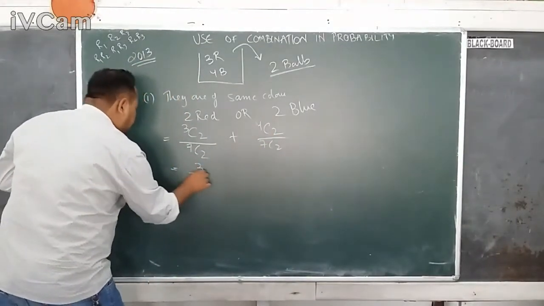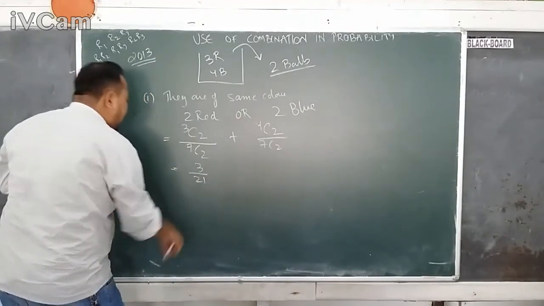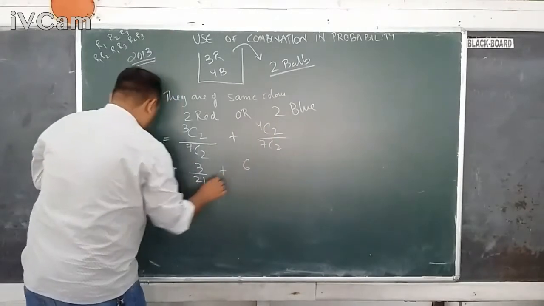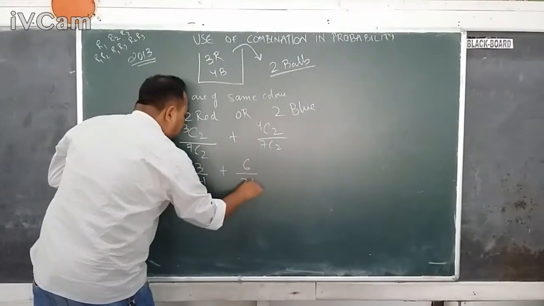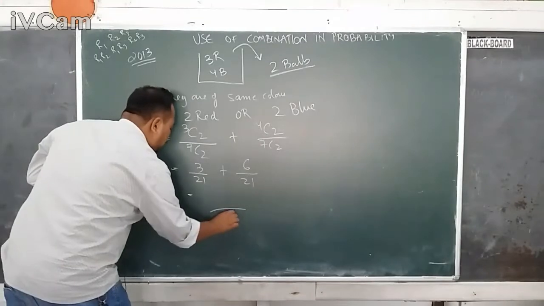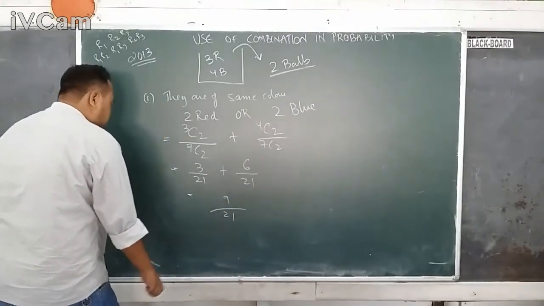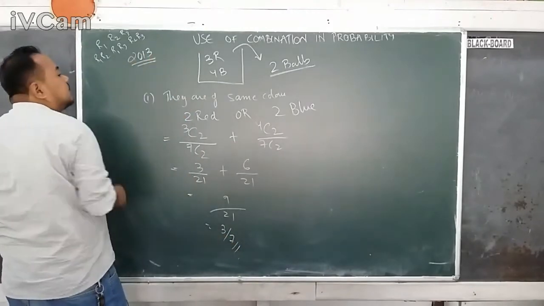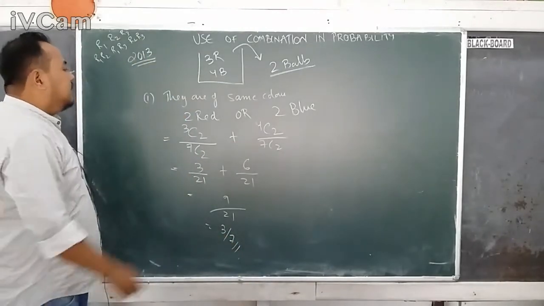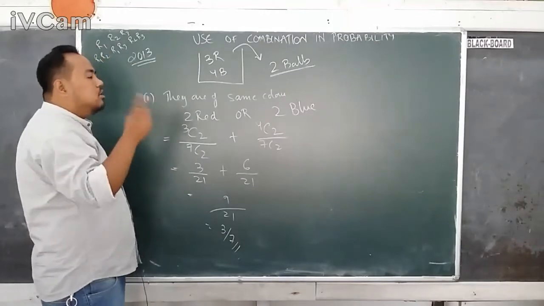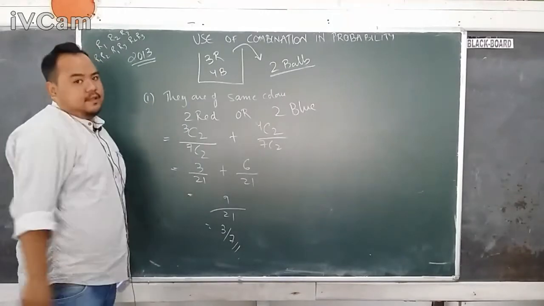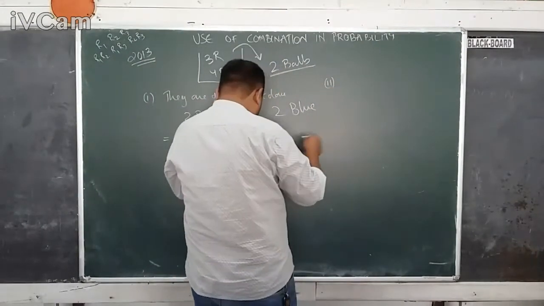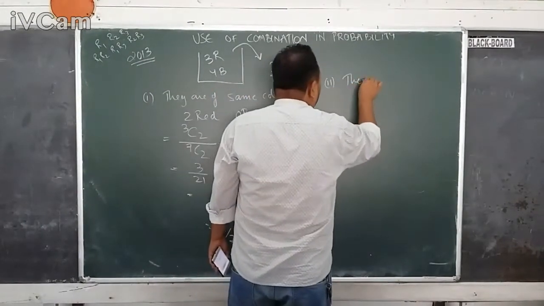3C2 will be 3, 7C2, you can use a calculator. I've already calculated, so I'm writing down the values. 4C2 is 6 and 7C2 is again 21. So since the denominator is the same, 21, the answer is 9 by 21. When you cancel, this is 3 by 7. So this is ICC 2013. The probability that when you choose 2 balls, the balls are of the same color is 3 by 7. Is that clear? The second part which they had asked was, they are of different color.